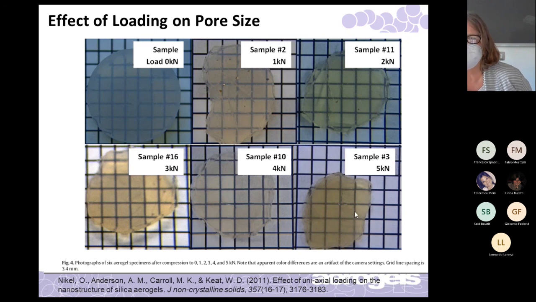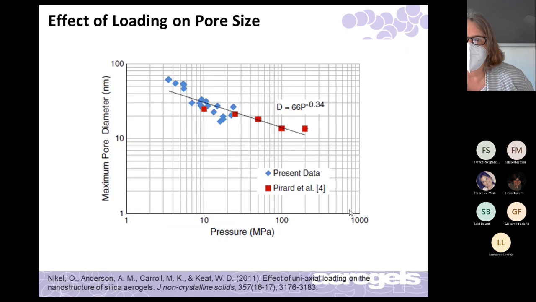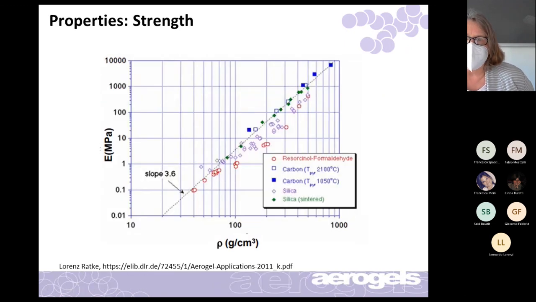Okay, so this is a plot of just giving some information on the overall strength of aerogel. This is the Young's modulus, and this is density. So it's a fairly well-known relationship between modulus and density. It's a slope around 3.6. And this is a log plot, so that means modulus goes like density raised to the 3.6 power.